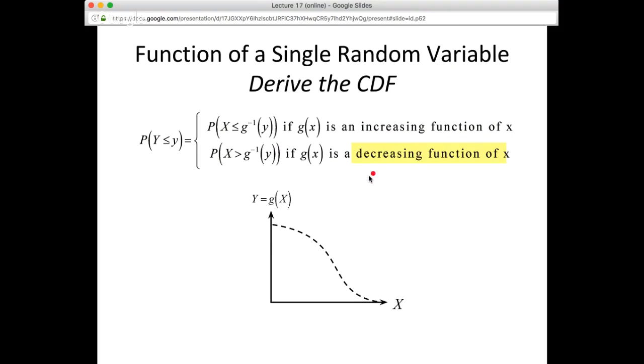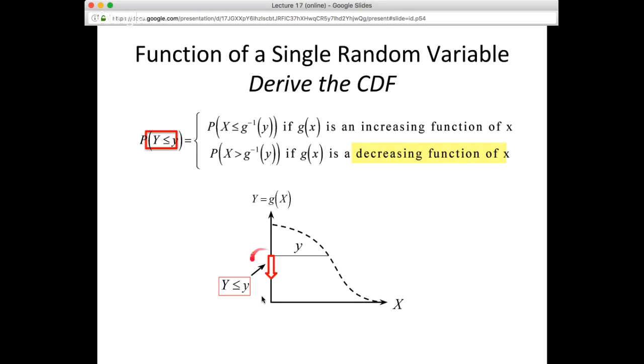Now let's consider the other possibility, that g of x is a decreasing function of x. I've given an example here where, again, on the vertical axis, we're plotting g of x, and you can see it's declining with increasing x. And we're again interested in the probability that the random variable is going to be less than or equal to a specific value of y, which is denoted here by the horizontal lines.